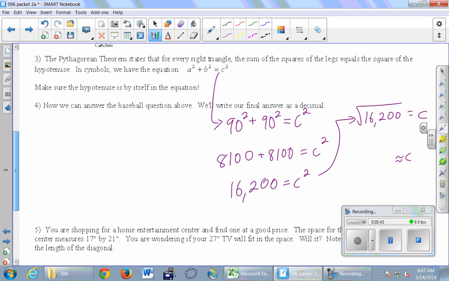So with the calculator, we'll type this in, and then we'll round to the nearest tenth of a foot or something. 127. Good. So that's how far it is between third base and first base, about 127 feet and change. Questions on that?